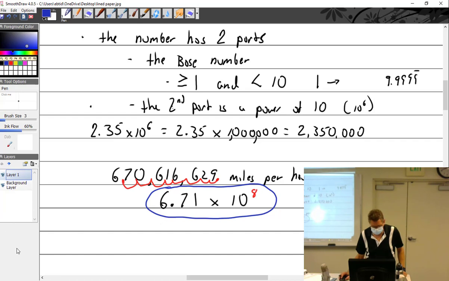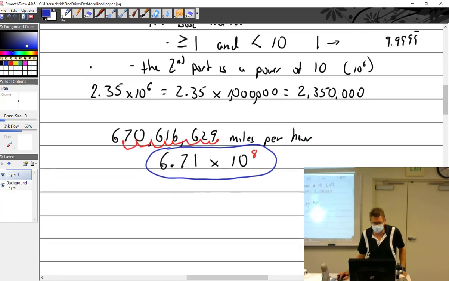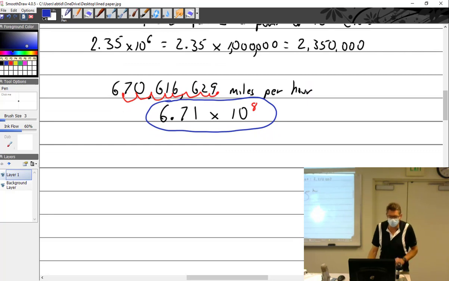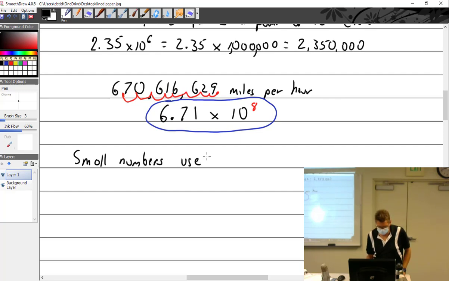Okay, because small numbers use negatives, and we're going to use more negative exponents than we are positive in this class. Because we use milliamps so much, and well, it's mostly in milliamps. Okay, so small numbers use negative powers. All right, so 2.35 times 10 to the negative 6th.